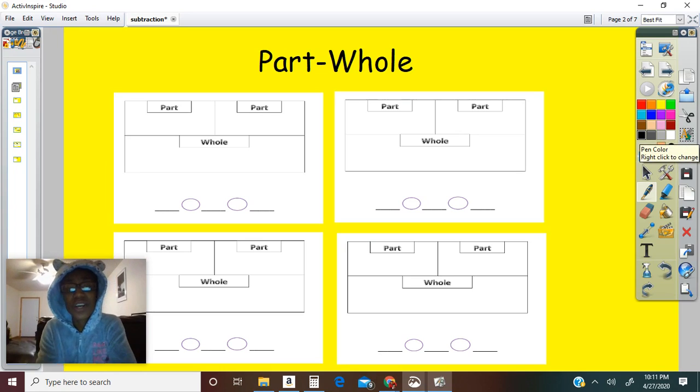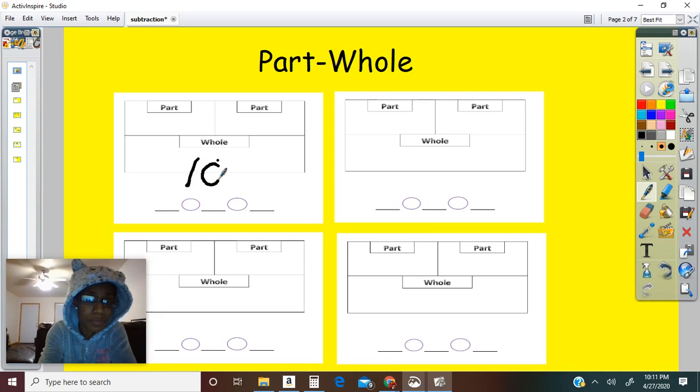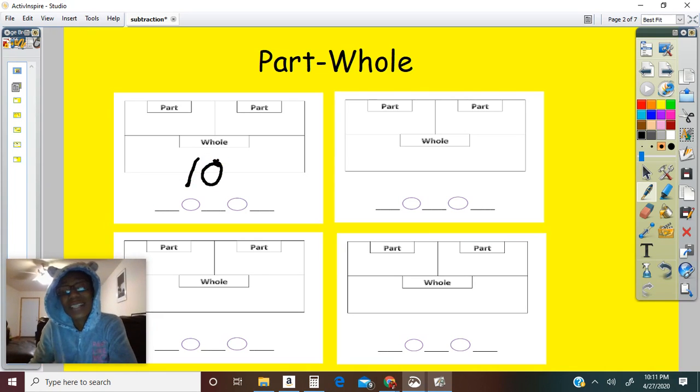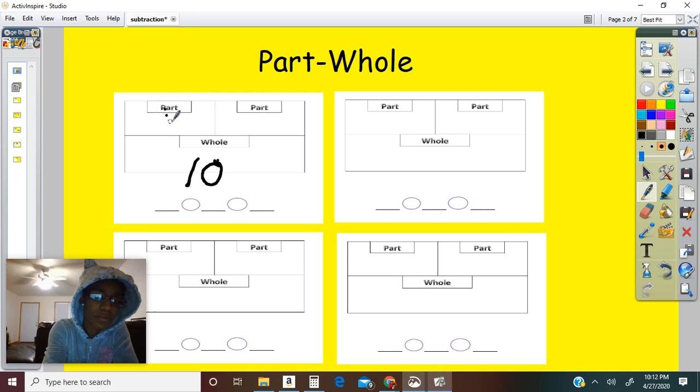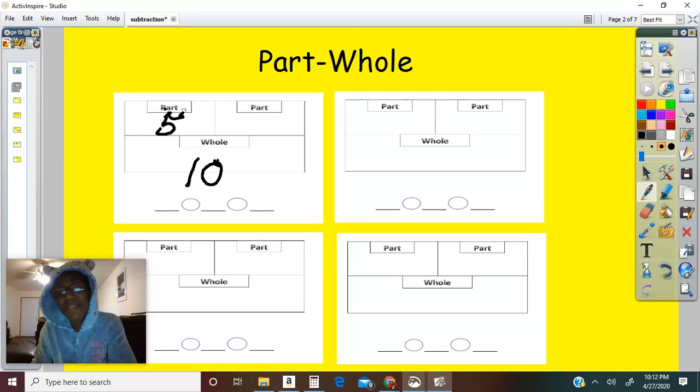In subtraction, we always start with our whole number, which is going to be our bigger number. Let's start with the whole number of 10. A subtraction problem also gives us one part. Let's start with a part of 5. When we're trying to figure out our answer for our subtraction problem, we're trying to figure out what that other part is going to be.